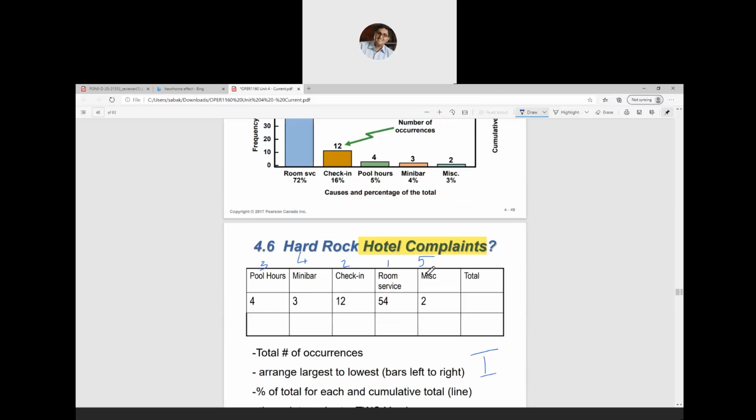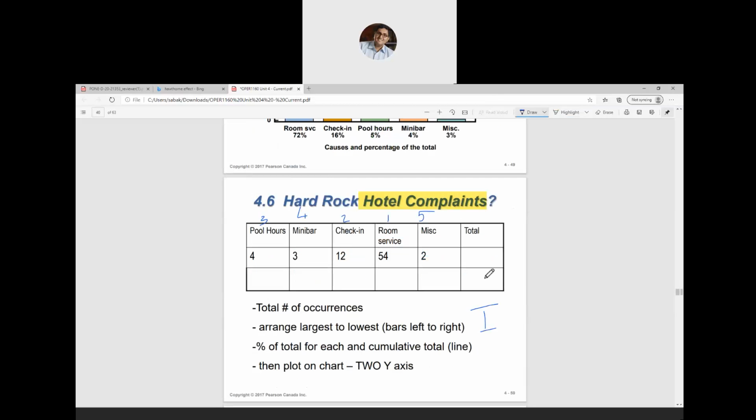Now, the next column is we need to find out the contribution of each element. I will try to explain how that is calculated. So step 2 is find the percentage of individual contribution. What it means is, if I add these things, 4 plus 3 is 7, 7 plus 12 is 19, 19 plus 2 is 21. Now 21 plus 54 is 75. So my total here is 75. So there are 75 customer complaints.